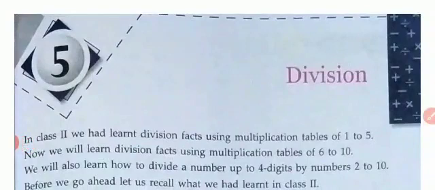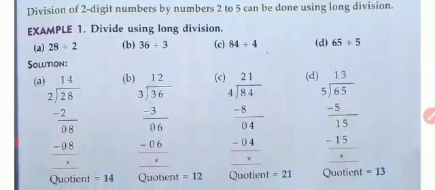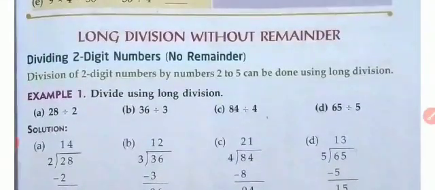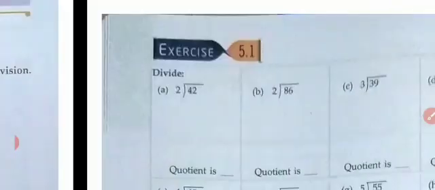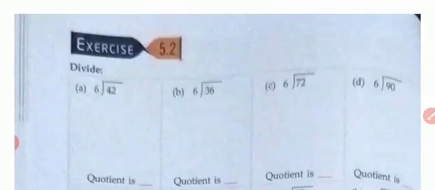So we have already discussed all these steps of division, how we have to divide the numbers, and we have to learn the tables also. Till now we have done the 2-digit number with no remainder, 3-digit number with no remainder, 4-digit number with no remainder. And after that we have also learned about the 2-digit number with remainder and 4-digit number with remainders.